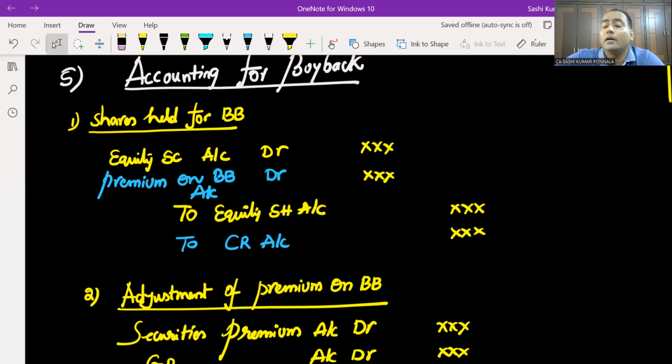Premium on buyback. I told you we are repurchasing the share for rupees 20. What is the face value? 10. Means we are offering an extra 10 rupees to the equity investors. This is called premium on buyback. Loss to the company, debit. This amount is transferred to a separate account called equity shareholders account.